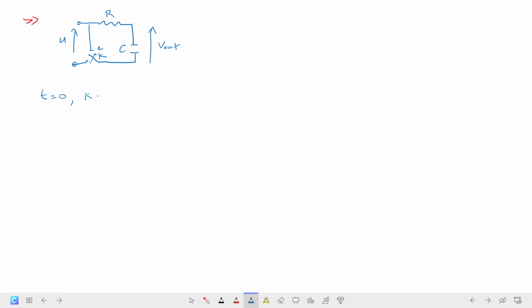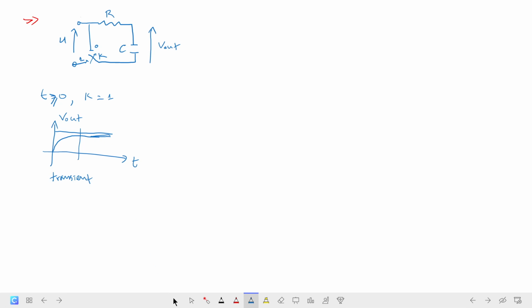So for t greater than or equal to zero, K equals one, which means U is here. One is here, zero is here. So we want to observe the output voltage in function of time. We have learned that. I used to explain that the response of the V out behaves like this, and this part is called transient, and when t goes to infinity, we go to steady state.